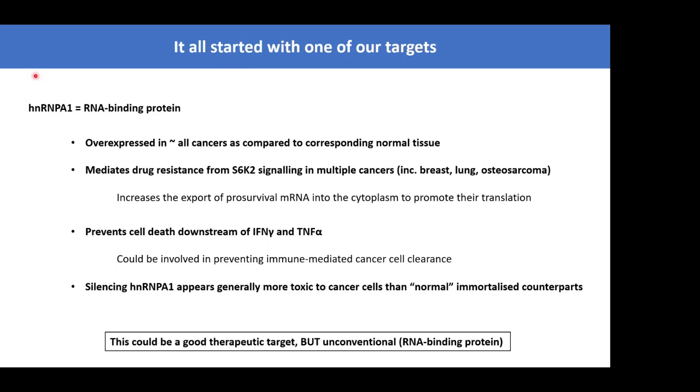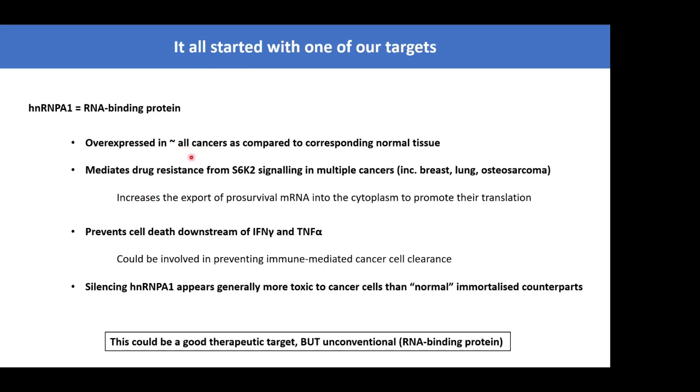The reason why we were interested in HNRNPA1 is because it's massively overexpressed in pretty much all cancers you can think of, as compared to normal tissues. In fact, this is even more amazing since you know that HNRNPA1 is one of the most expressed proteins in cells, if not the most expressed protein in cells. Despite that, cancers still find an advantage in overexpressing this protein.